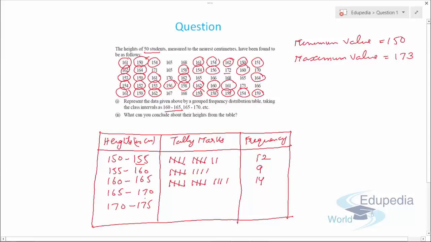Now 165 to 170. The value can be 165 but should be less than 170. So this is 1, 2, then we have 3, then 4, 5, 6, 7.